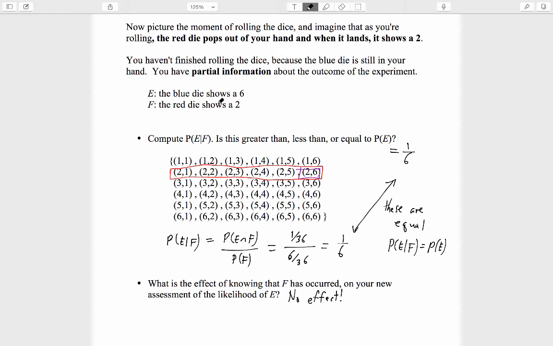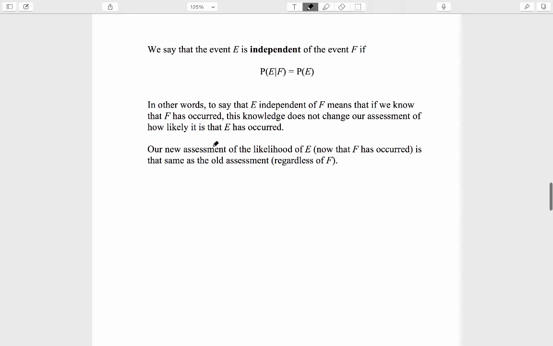That makes sense. What happens with the red die should not have any impact on what happens with the blue die. This partial information about the outcome of the experiment actually tells me nothing about E by itself. This is an important idea, and it deserves a new piece of terminology.